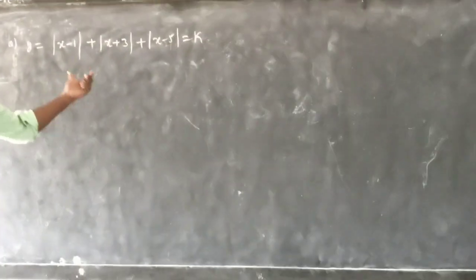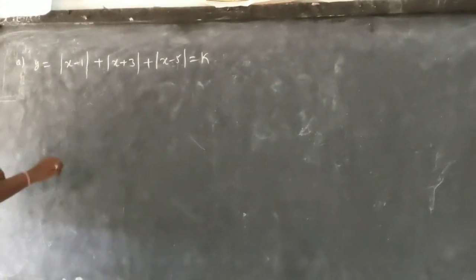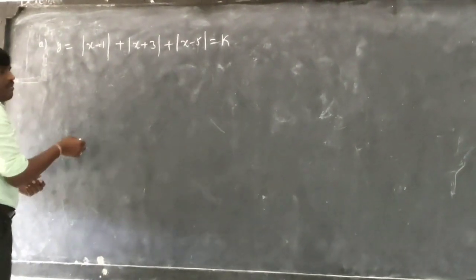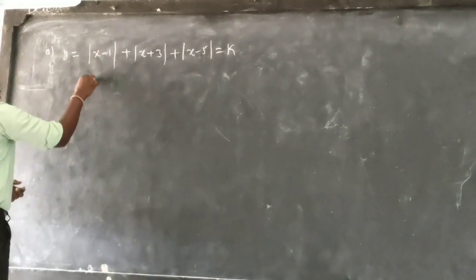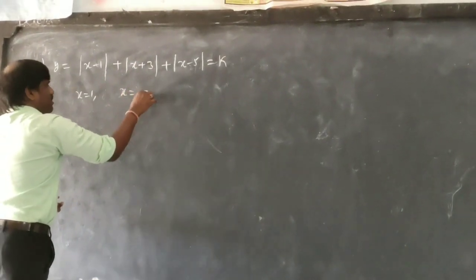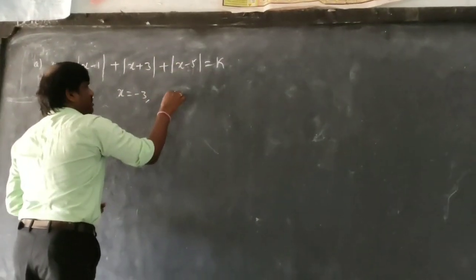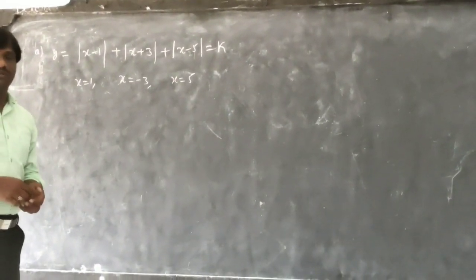So let us draw the graph of this function. How to draw the graph of the function? To draw the graph, as I explained before, take the zeros of this one. What is the zero of this one? x is equal to 1. What is the zero of this one? x is equal to minus 3. What is the zero of this one? x is equal to 5. So 1, minus 3, 5 are the zeros.